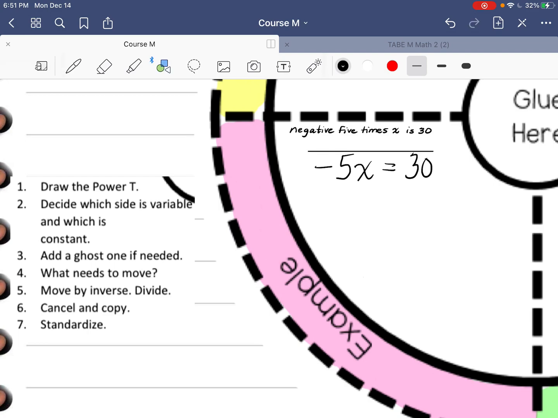It says to, of course, draw the power t. Decide which side is variable and which side is constant. So this part is not changing at all. We are doing exactly what we've been doing all along. This will never change. It doesn't matter how complicated the equations get. You will still do this process. Step 3 says add a ghost 1 if needed. We do not need it this time. I'll show you some in just a minute where you do.